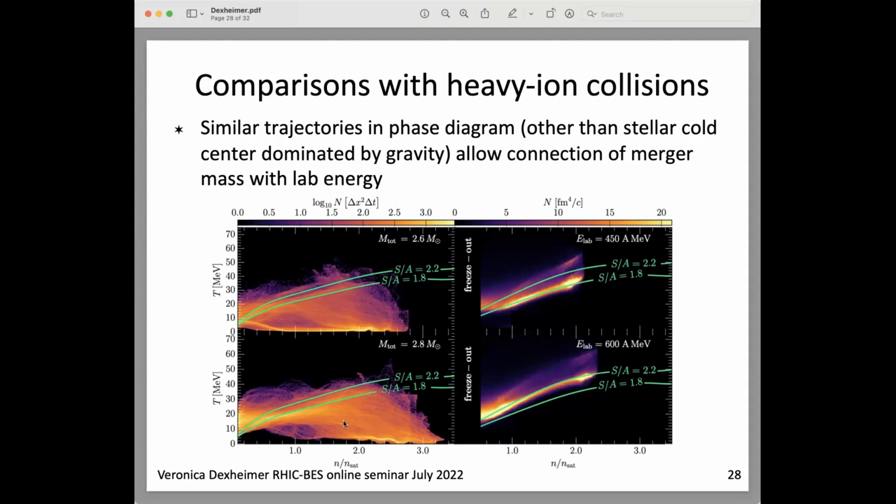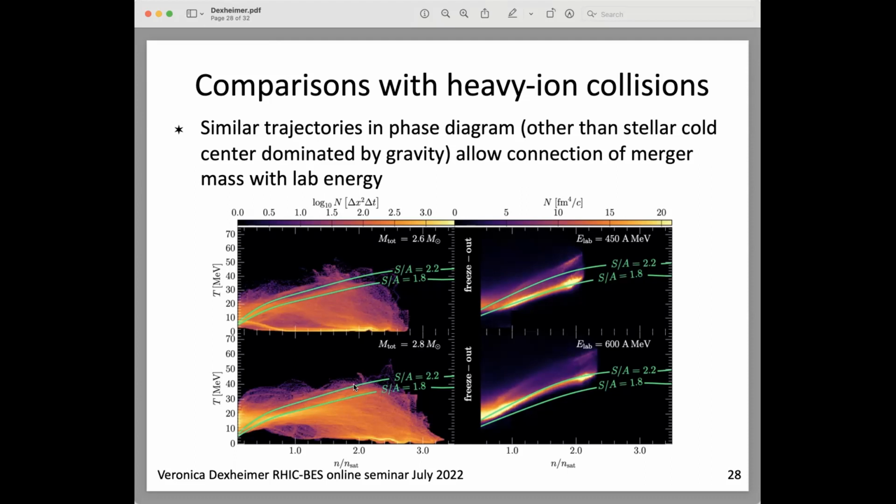But then I want to focus now on the similarities. You do have these trajectories here with comparable entropy per baryon. So of course, in the heavy ion collision, you're expected to follow these lines more or less. And for heavy ion collisions, the larger the energy, as expected, you spend more time with the larger entropy here on the bottom plot. But what we found is that for the astrophysical scenario, for the more massive stars, you also spend more time around this line here that has large entropy per baryon. So in this way, you can associate a larger mass with a larger laboratory energy.